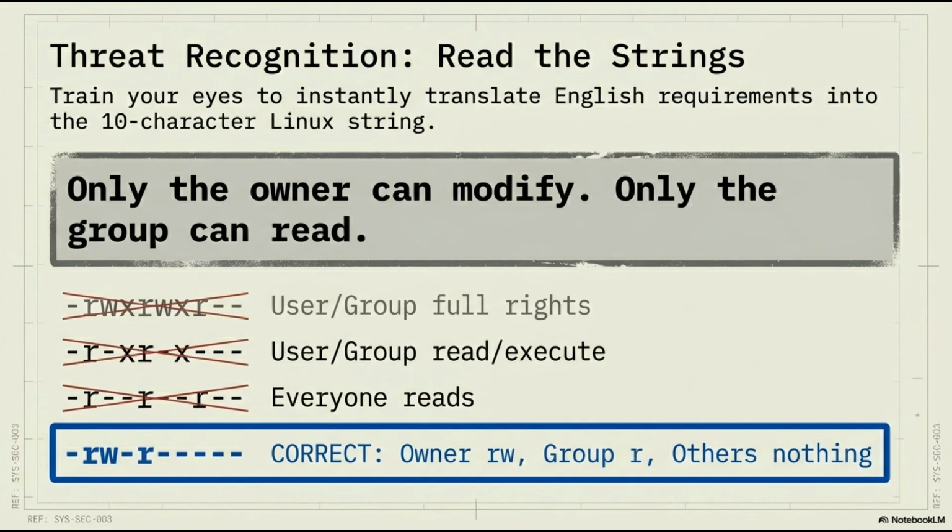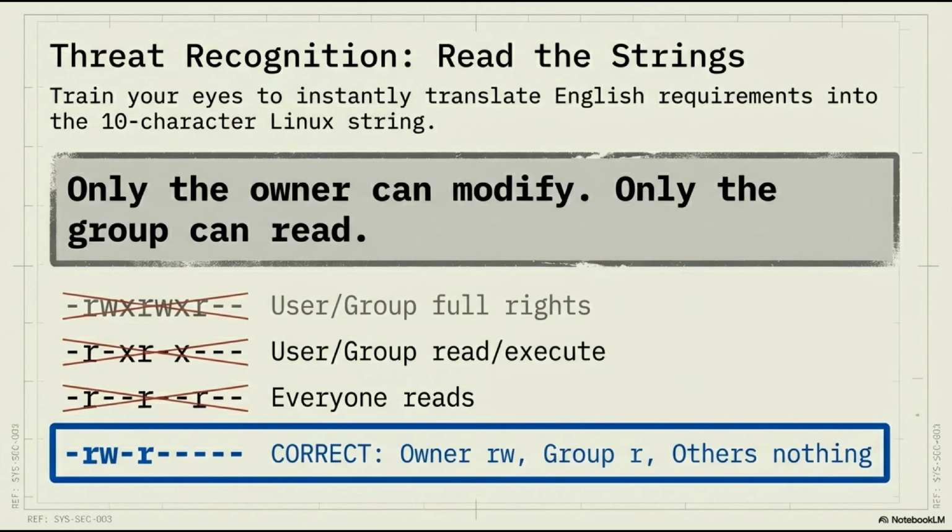Exactly. So working through the logic, the owner needs read and write, so that's rw-. The group only needs read, so r--. And other gets nothing, so ---. Bringing it all together, our string is -rw-r-----. Spot on. Here is your final open-ended prompt, learner. In 2 to 3 sentences, summarize how understanding the translation between human requirements and 10-character strings assists an ethical hacker in quickly identifying misconfigurations during a vulnerability assessment.